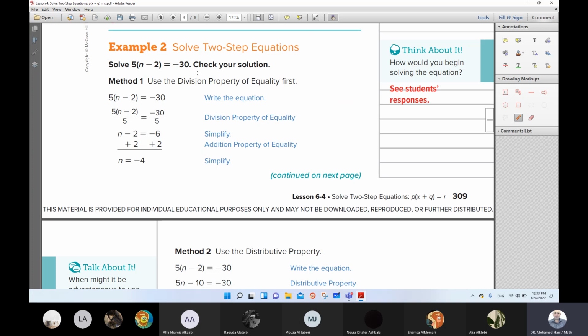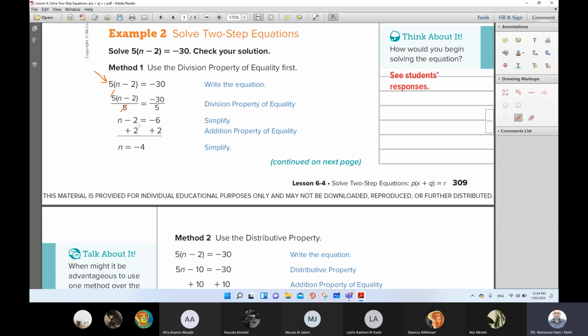The second example here, solve two step equations. We want to solve 5 multiply between parentheses n minus 2 equal minus 30. Then check your solution. We have two methods. We can use division property of equality. Rewrite the same equation. Try to remove 5 from this side. So divide the two sides by the same number, by 5. Divide here by 5. Divide here by 5. 5 divided by 5 will be 1. Remains n minus 2 in the first side. And in the second side, negative 30 divided by 5 will be negative 6.